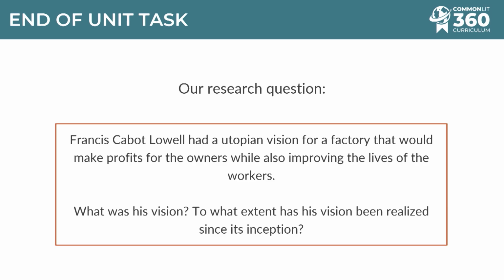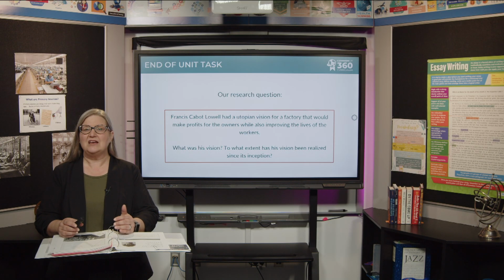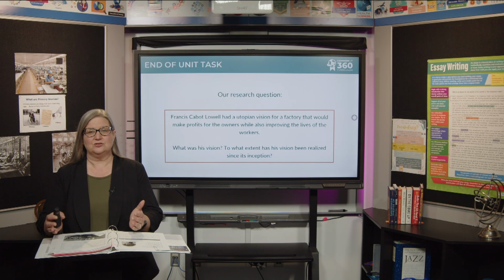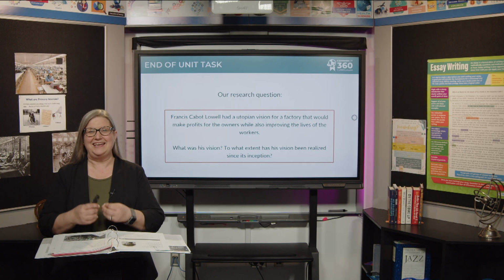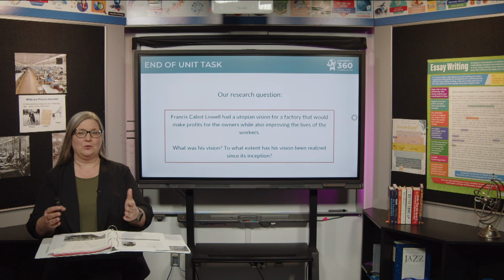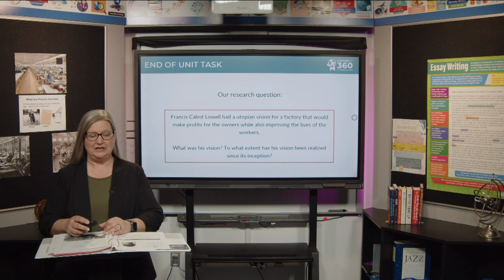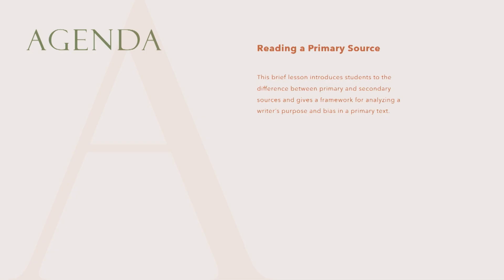Over the course of this unit, we will be reading various texts so that we can answer this research question. All of these texts that we're gathering, we are also gathering evidence to support our position in this expository writing task. On our agenda today is how do we read a primary source? This lesson will introduce you to the differences between primary and secondary sources. It also will give you a framework for analyzing a writer's purpose and bias in a primary text.